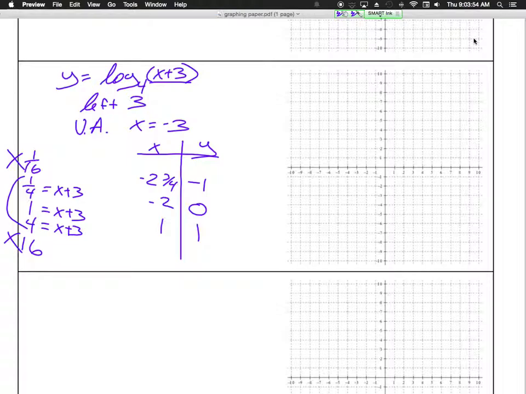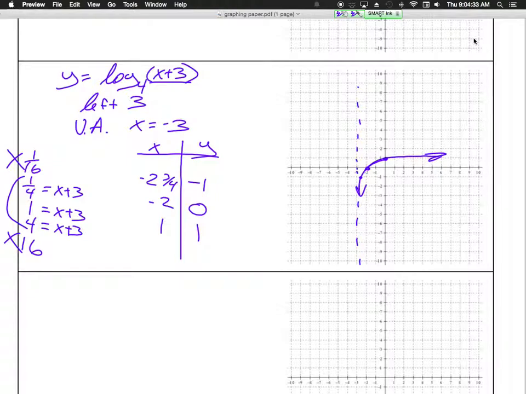Okay, so now I've got the numbers I need, and I've got my vertical asymptote. So vertical asymptote is negative 3. I got negative 2 3/4 and negative 1, somewhere in there. I've got negative 2, 0, and I've got 1, 1, which is right there. Okay. So then I should be able to graph it from that. So it's going to go down this direction. It's going to level off that direction.